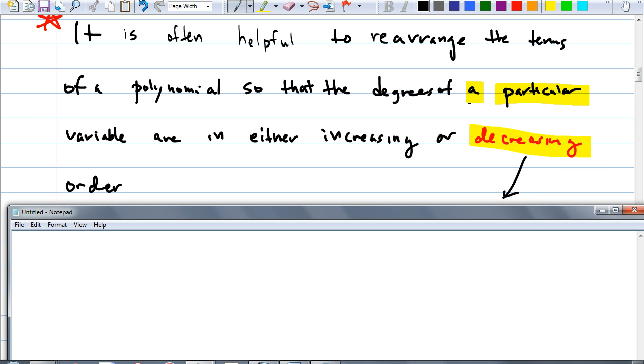Okay. But I highlighted decreasing. Guess which method I like better? Increasing or decreasing? Increasing. I highlighted the one that says decreasing. Oh, decreasing. Yeah, okay. All right, so go ahead, write this down, I'll wait.